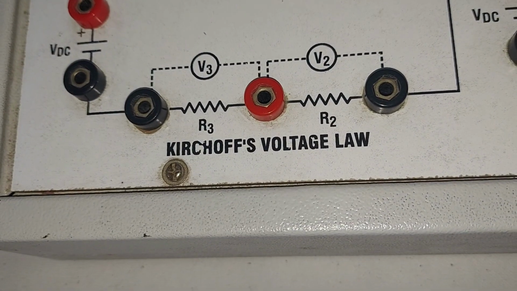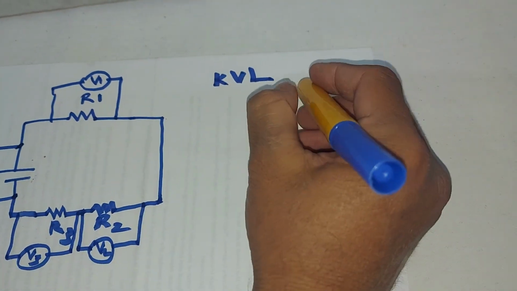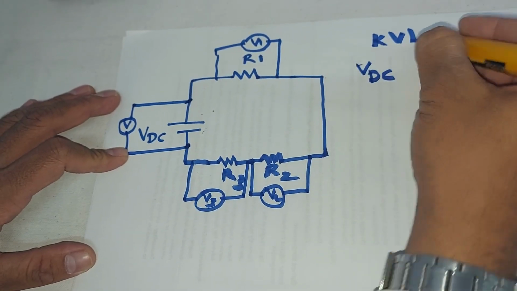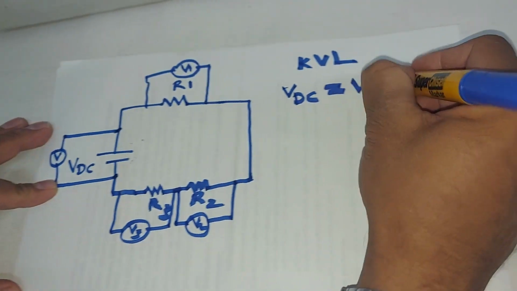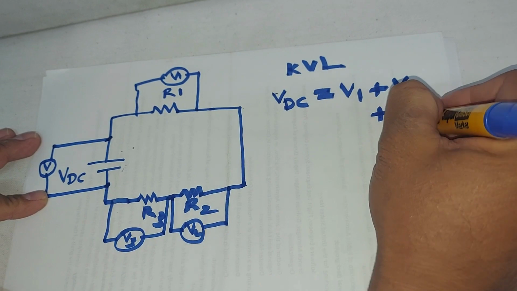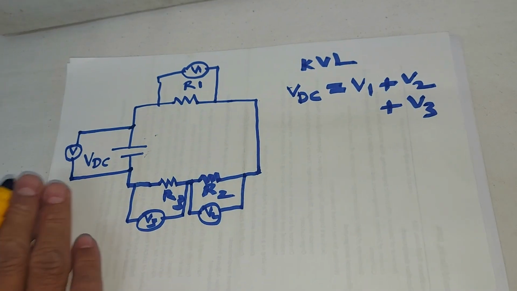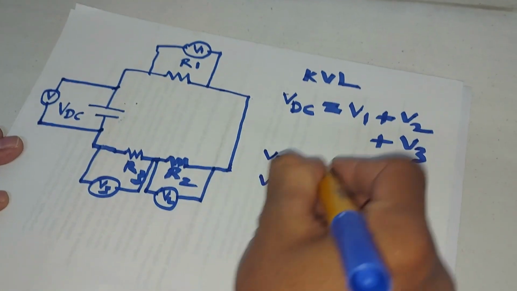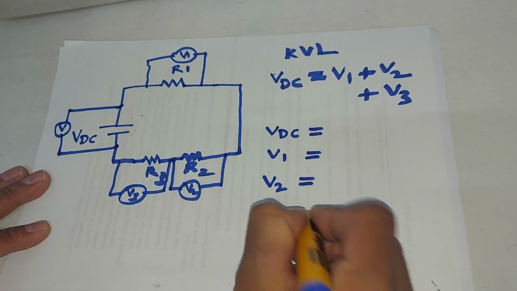So according to Kirchhoff's voltage law, that is KVL, we have here this VDC, that is voltage across battery, must be equal to voltage across resistance R1, that is V1, plus voltage across resistance R2, that is V2, plus voltage across resistance R3, that is V3. So we will verify this law here by just measuring all these voltages. First I will measure VDC here, then we will measure V1, then V2, then V3.